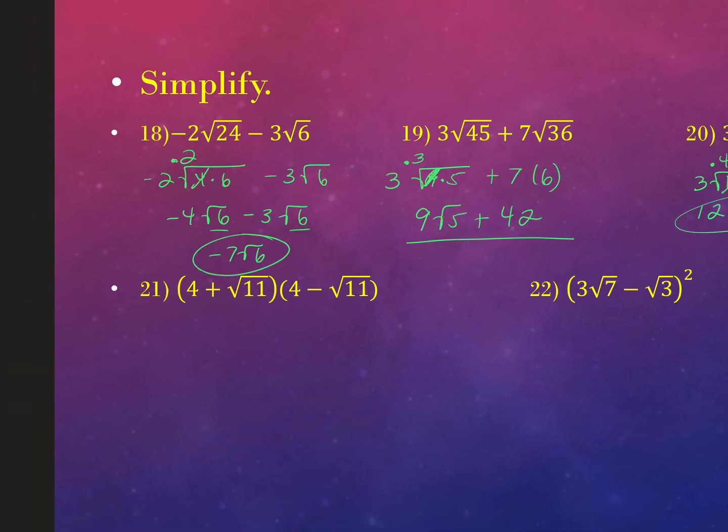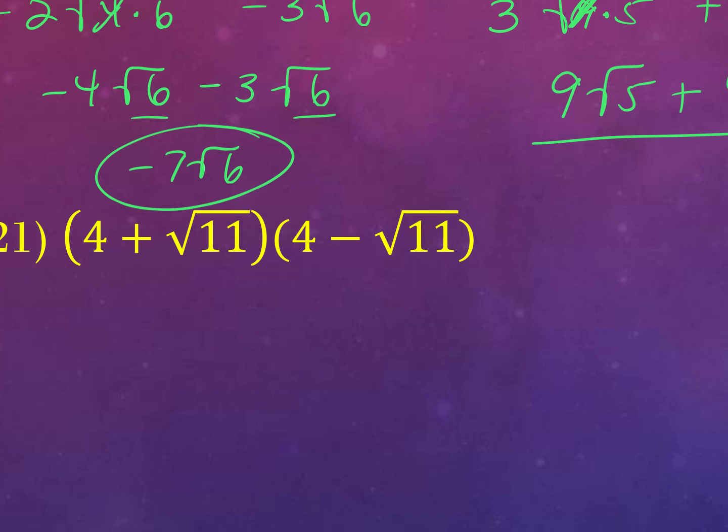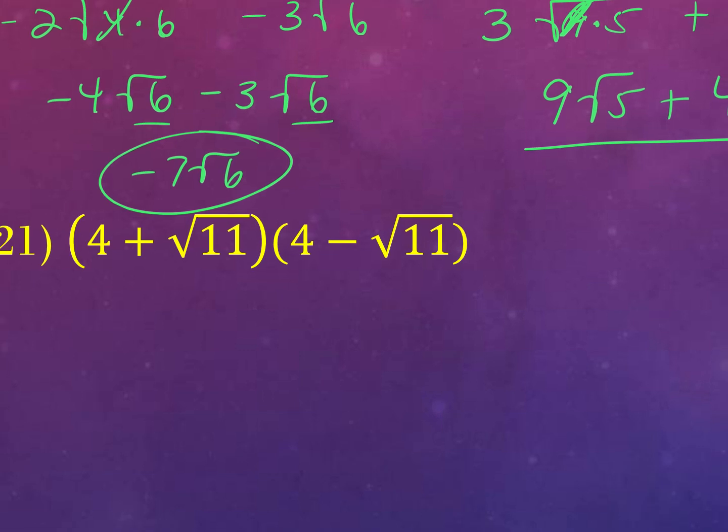Isn't this fun? No. All right. Does anybody know what's going to happen in this problem? What's going to cancel? Not everything's going to cancel, but what's going to cancel? The square root of 11, right? What do you notice about these two parentheses? Difference of squares. It's a difference of squares. Good.